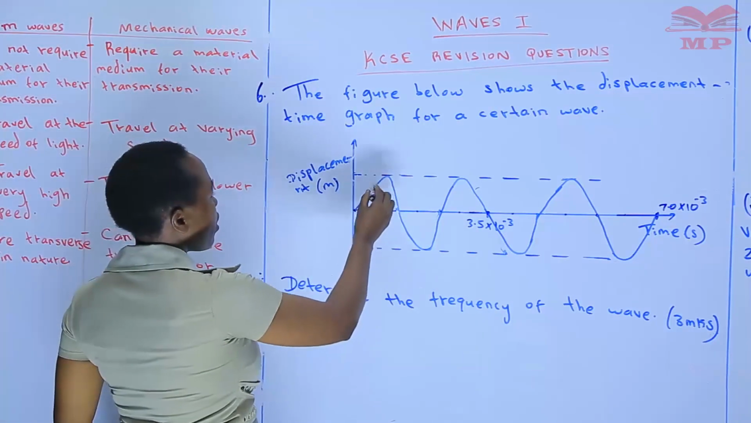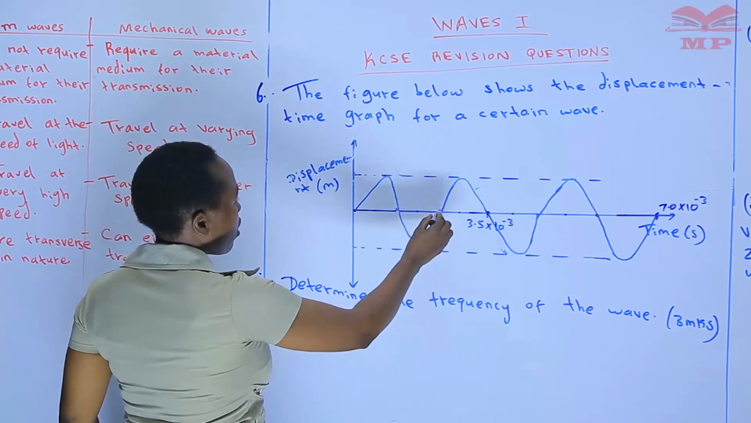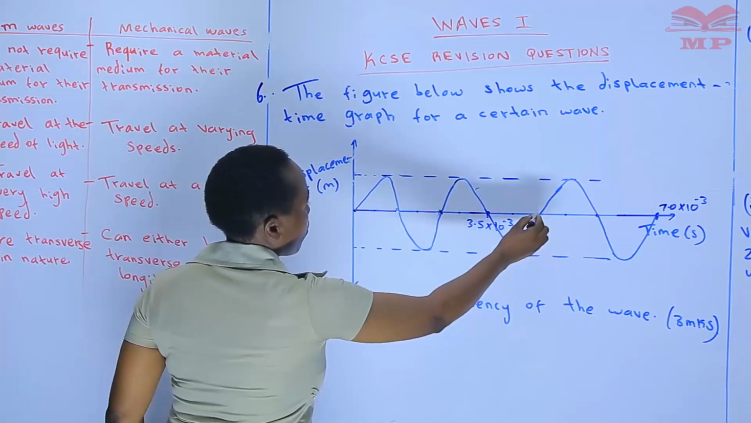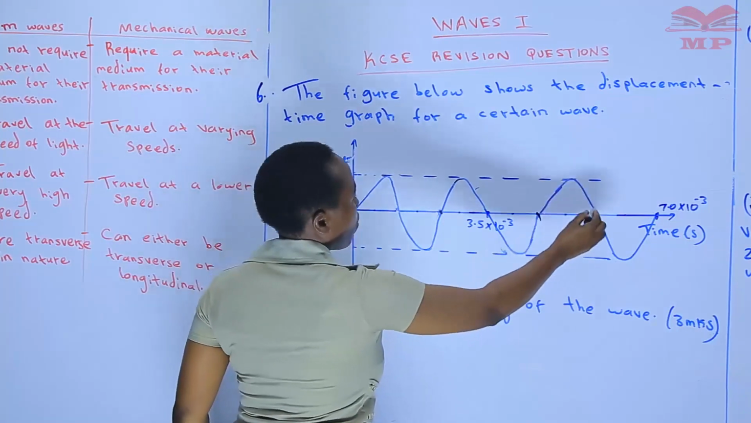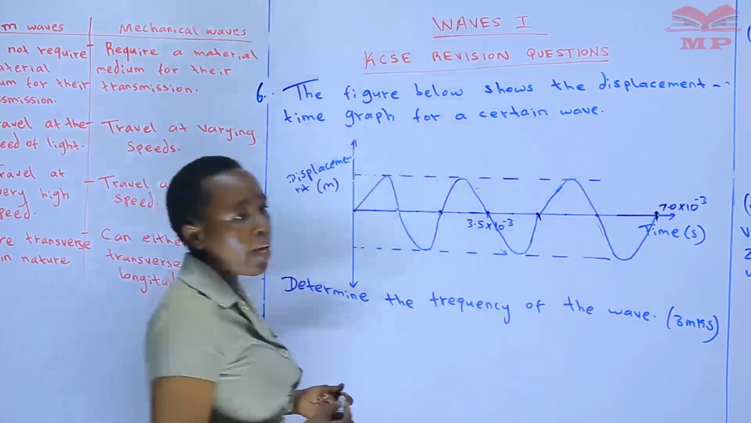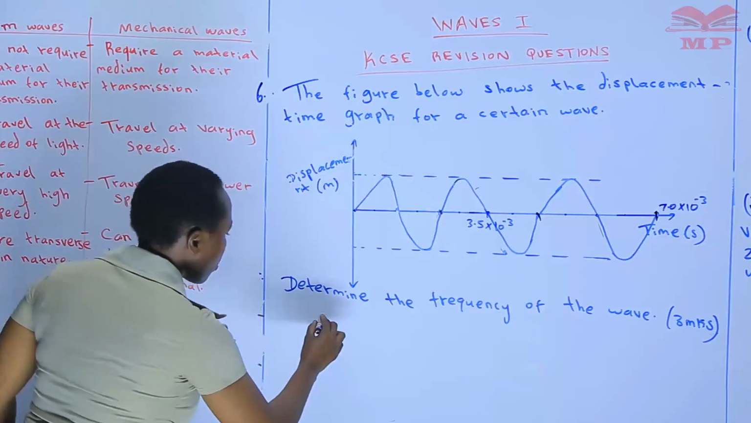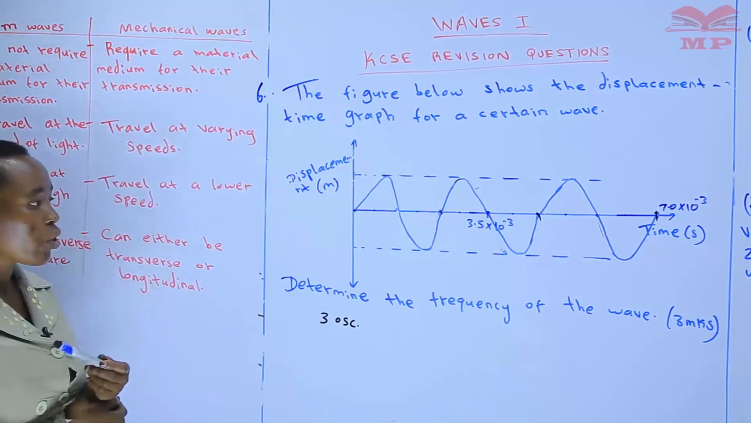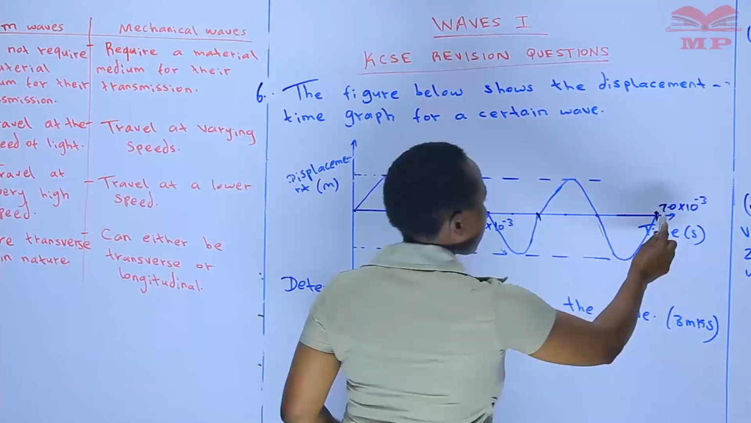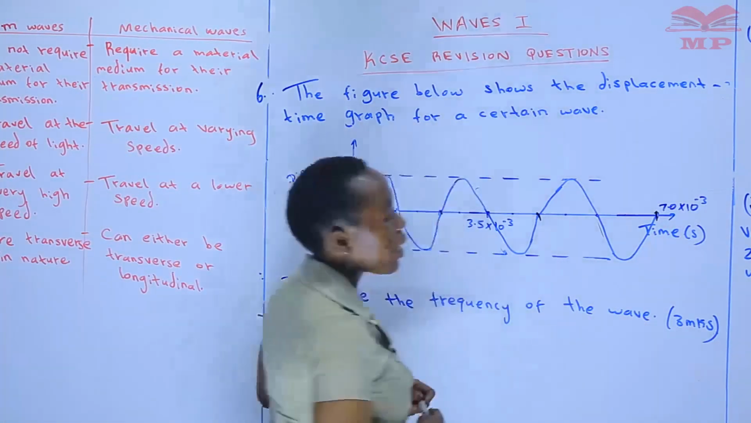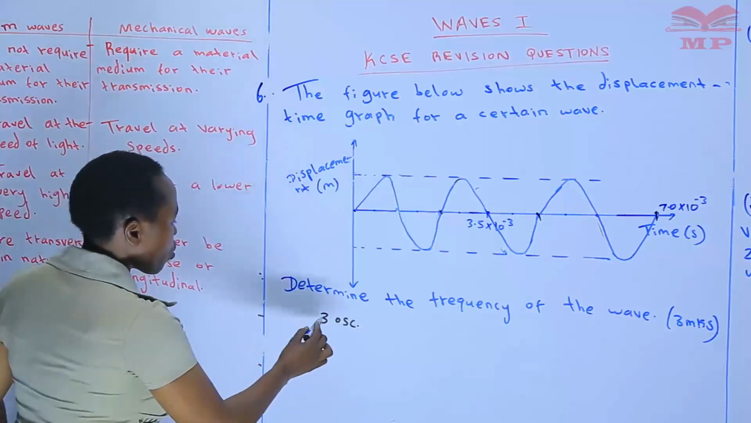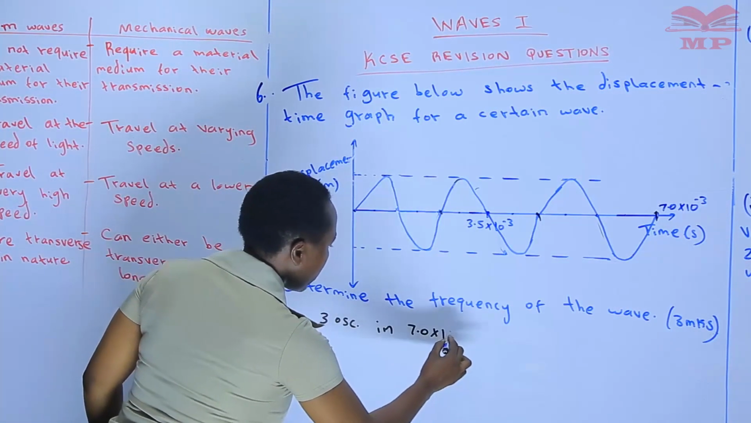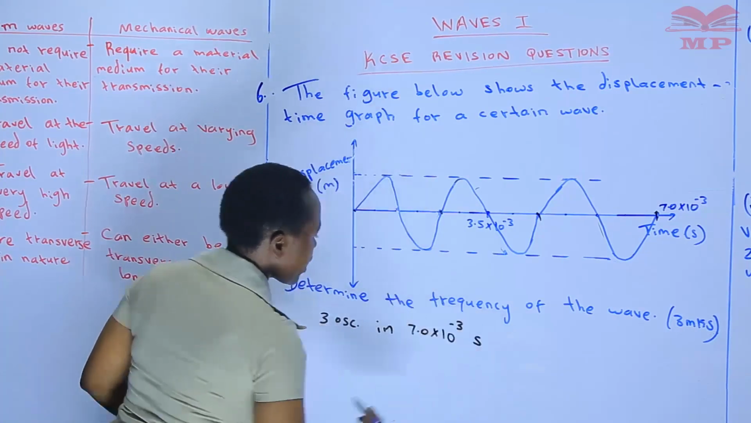So we have this. This is 1, 2, 3. So we have 3 waves. That is 3 complete oscillations. And they are being covered in 7.0 times 10 power negative 3 seconds. So we have 3 oscillations in 7.0 times 10 power negative 3 seconds.